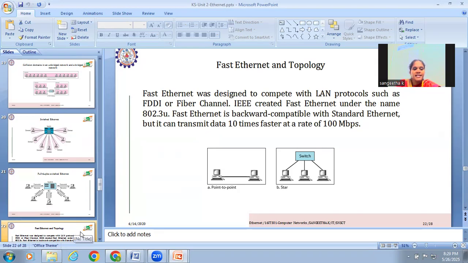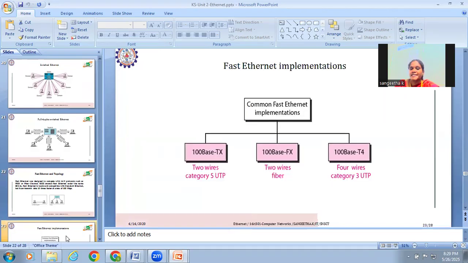Next, we see the specifications of fast Ethernet. The baseband signal is used here also, but instead of the 10 megabits per second data rate, 100 megabits per second will be used. In that, 100Base-TX, 100Base-FX and 100Base-T4 are used. 100Base-TX means two pairs of unshielded twisted pair will be used. 100Base-FX uses two strands of fiber optic cable, and 100Base-T4 uses four pairs of unshielded twisted pair. These are the three specifications here.